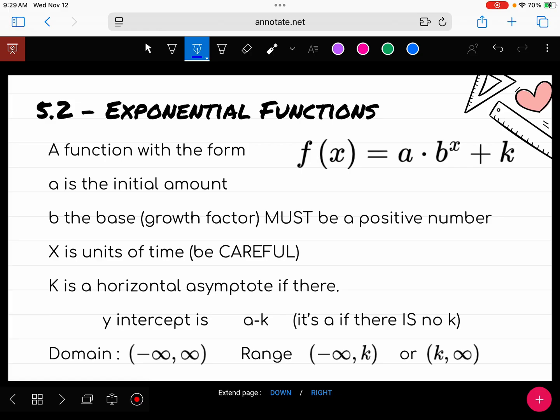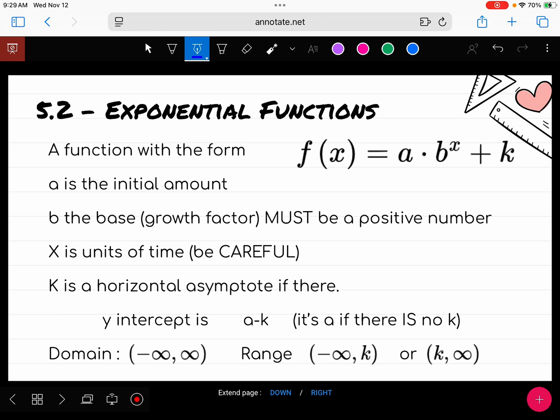And so what we have here is some pieces that we can use to do this, where A is our initial amount, it's how much we start with. B is how much it grows. So if it doubles, we're going to have a base of 2. If it triples, we're going to have a base of 3. If it grows by 50%, we would have a 1.5 base. We'll talk about specifics on those as we get into it.